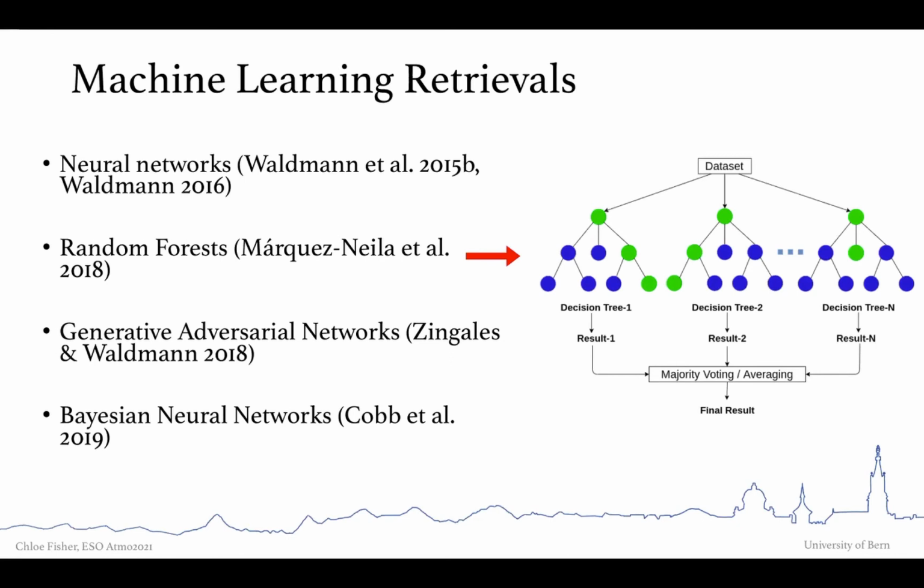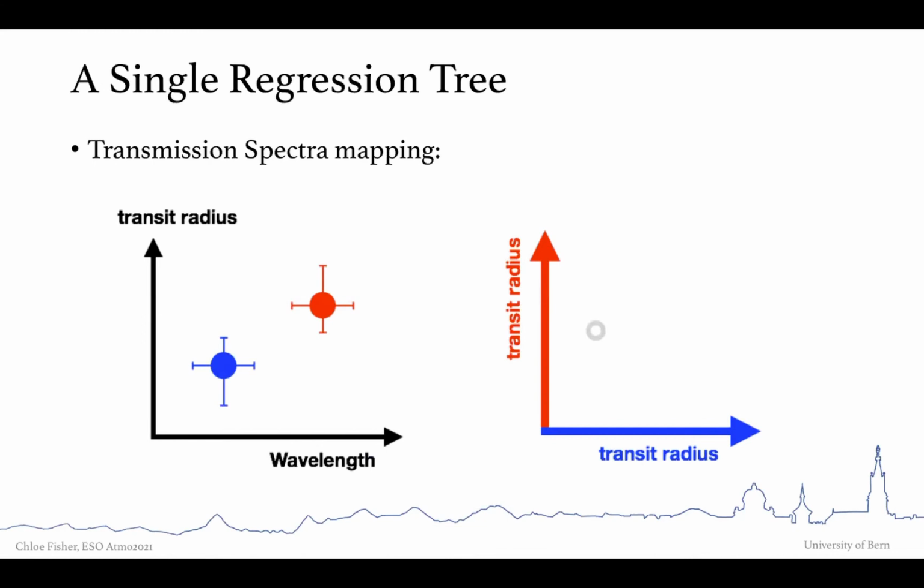So a random forest is just a collection of decision trees, or in the case of continuous data, we call them regression trees. And the way they work is actually really straightforward. So if you imagine on the left, you have a transmission spectrum. Let's imagine it's really low resolution. You've only got two data points. So you've got your blue point and your red point.